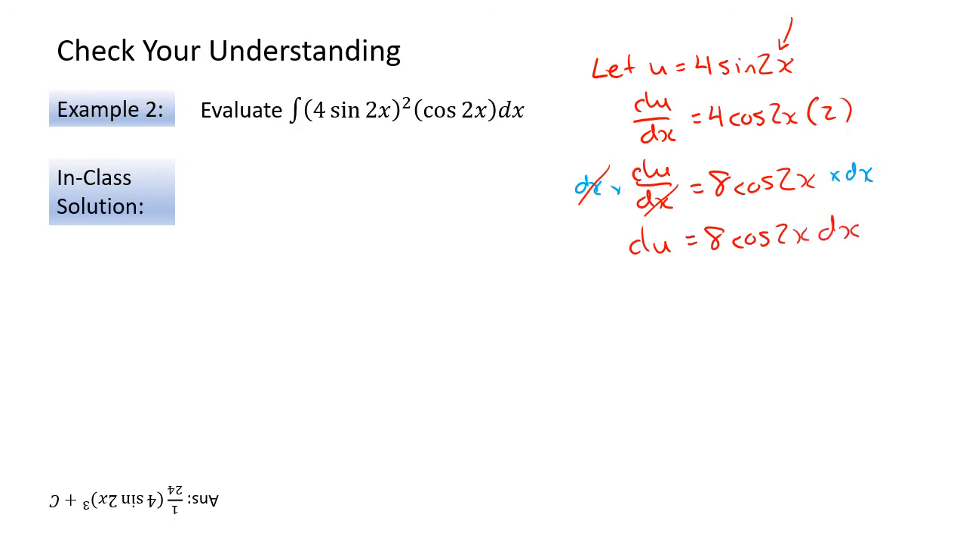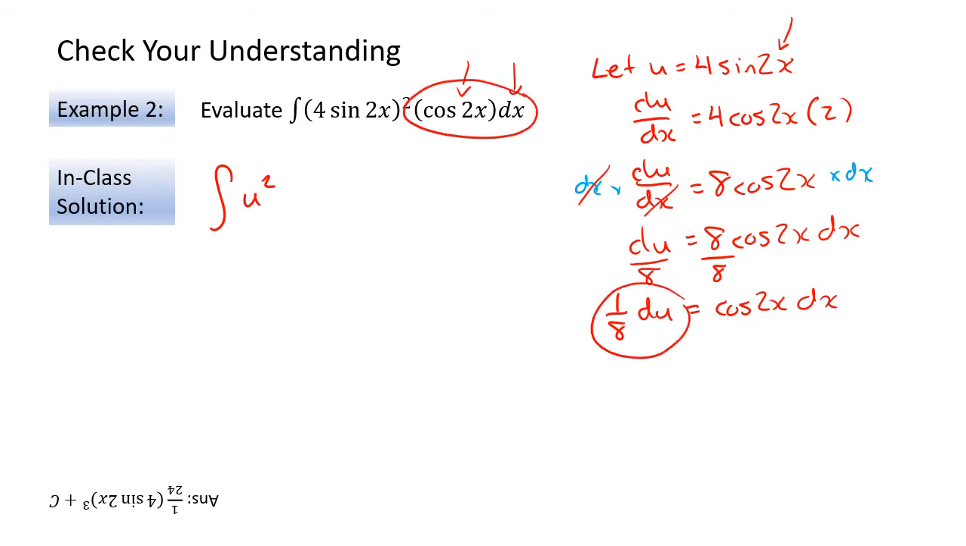Again, we're close here. We're not quite there because we have a cosine 2x and a dx, but we don't have an 8 there. So we have to move the 8 to the other side. So to do that, we divide both sides by 8, and we're left with 1 over 8 times du is equal to cosine 2x dx. So now we have our two expressions that we can simply substitute in. If we do that, we get the integral of, instead of 4 sine of 2x, it's u squared. And instead of cosine 2x dx, it's 1 over 8 times du.